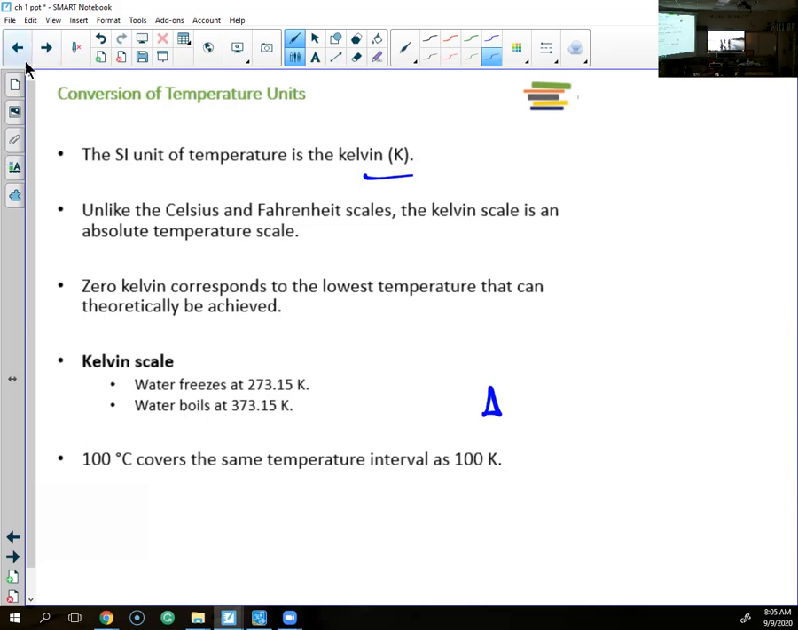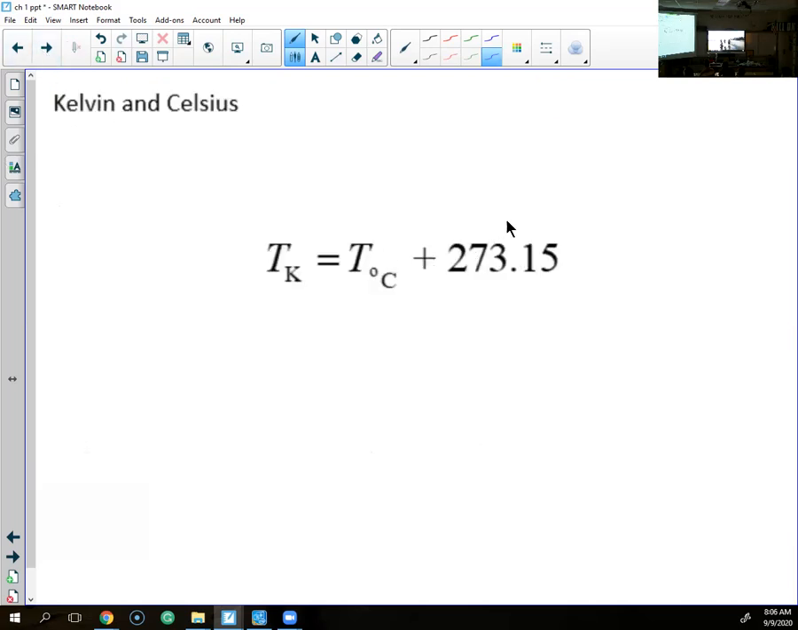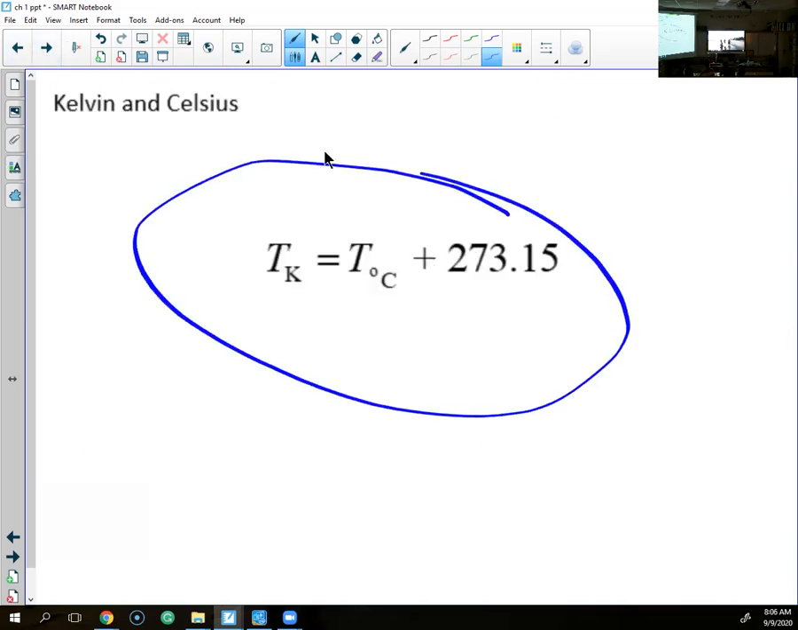All right. This is absolutely imperative. We don't really worry about the 0.15. That's not necessary. But anytime you convert a Celsius to a Kelvin, which you will do a lot of, you need to know it is just Celsius plus 273.